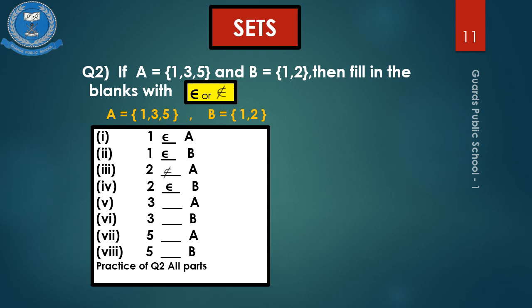Now look at blank 3. 2 dash A. Now look at set A. 2 is not present in this set. It means that 2 does not belong to A. So, a symbol of not belongs to will be written in the blank 3.